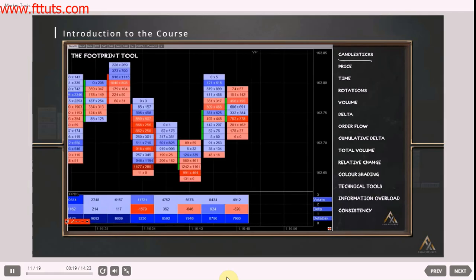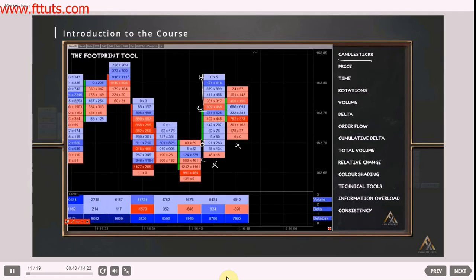Now, within each one of these rotations, I've included a traditional candlestick on the left side. The reason is I want to really drive home the differences between if you were looking at just traditional candlesticks versus if you incorporated the footprint tool. What we can see straight away, if we have the candlesticks there, is the traditional open and close, and obviously we can see the high and the low.